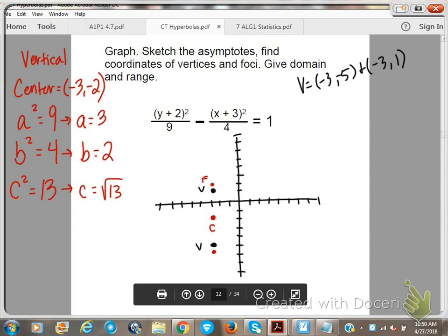Now, Vanessa, when we did that, did the x value of my center change, or did the y value of my center change? Your y value changed, good. So for our foci, I'm going to leave it as negative 3, but then say negative 2 plus or minus the square root of 13. Is everyone okay with that?